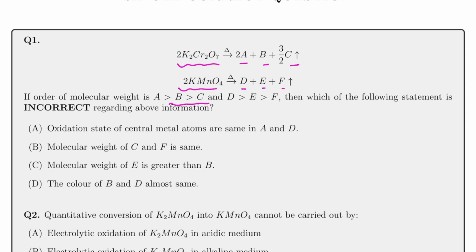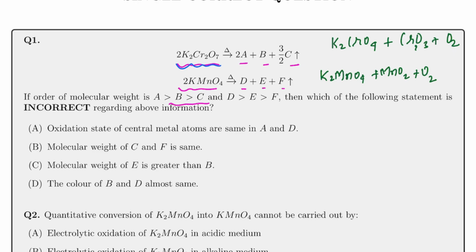So if I talk about heating of K2Cr2O7, it will be giving you K2CrO4 plus Cr2O3 plus O2. And for D, E, F, if I talk about heating of KMnO4, it will be giving you K2MnO4, MnO2 plus O2. Now if you know the balancing, then there is no issue with the first one. It's like 3 by 2, so this will become twice, and this will become single only, and this will be 3 by 2.